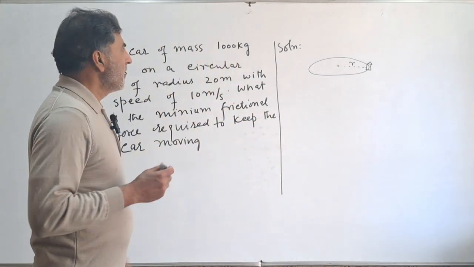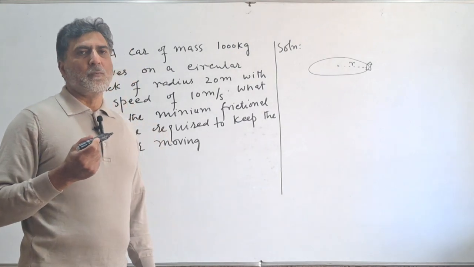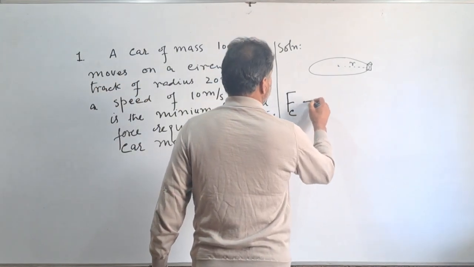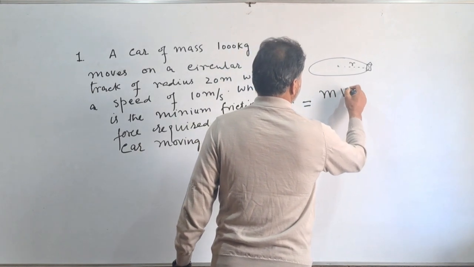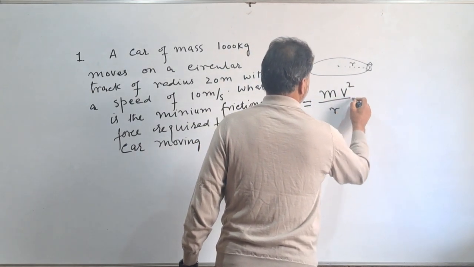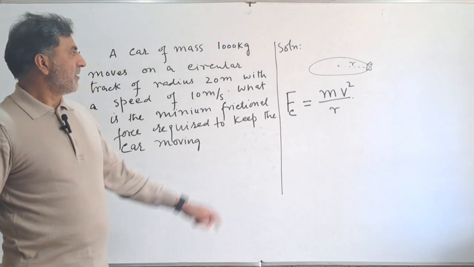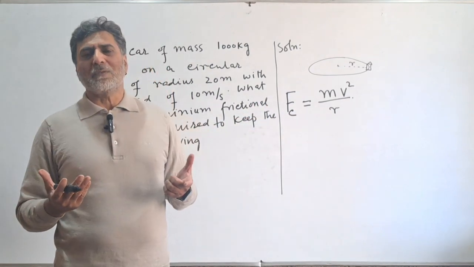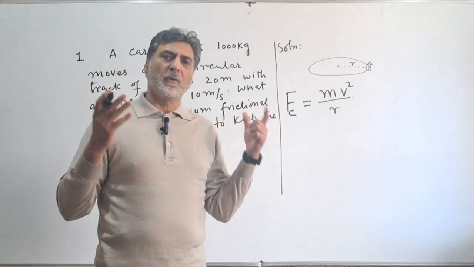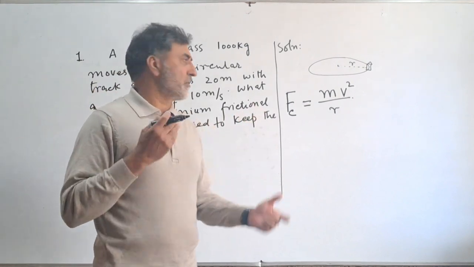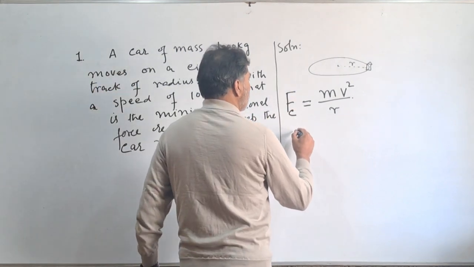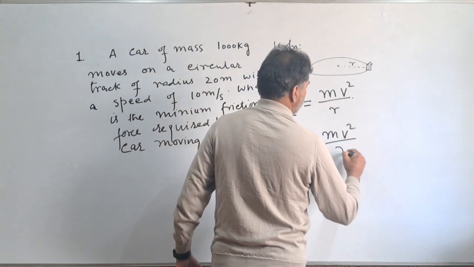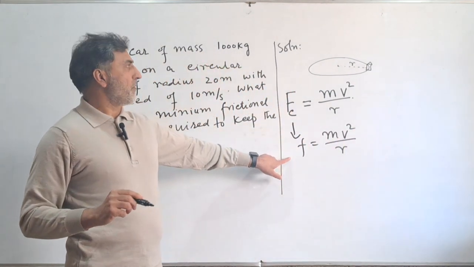So first of all, how much is the centripetal force needed to move the car in a circular track? Centripetal force needed, Fc, is equal to mv square by r. This much centripetal force is needed. Who will provide the centripetal force? The centripetal force will only be provided by the frictional force. So the frictional force is equal to mv square by r. So the frictional force has to provide this force.